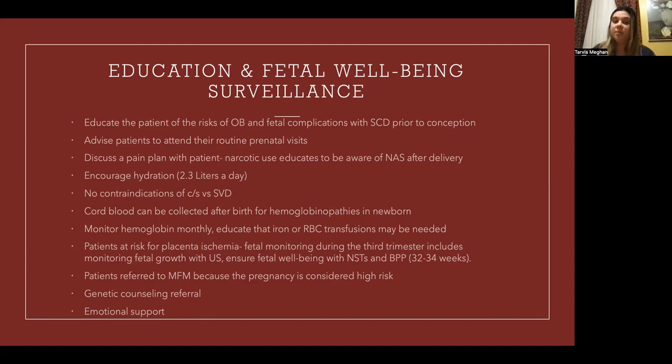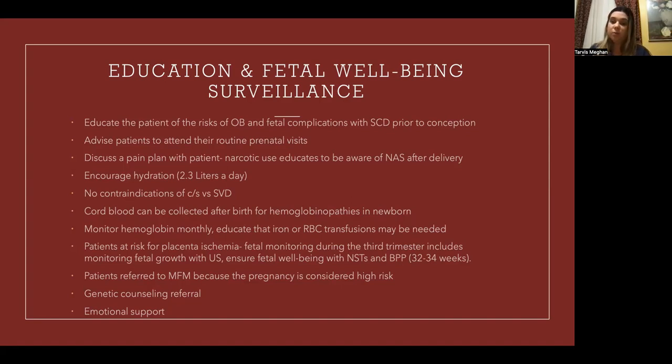Cord blood, remind them that it can be collected after birth. You want to make sure that education's there, because they want to test the newborn to see if they have the trait or disease. You want to monitor the hemoglobin monthly and educate that iron and red blood cell transfusions may be needed during pregnancy. And making sure they're aware that they're at risk for placental ischemia during the third trimester, especially.